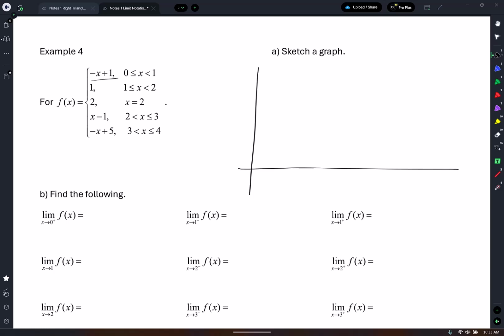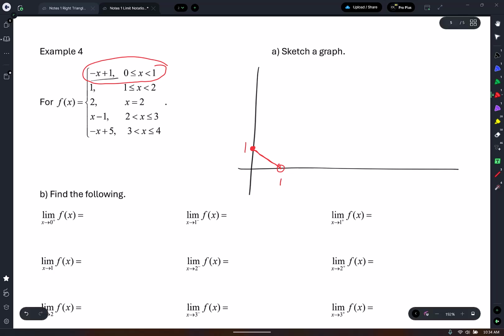-x plus 1, y-intercept at 1. So I'm going to put a 1 here. I'm going to say that's 1. And my slope is -1. So at 1, I'm at 0. And it's a hole because there's not an equal sign there. So I'm going to say this is 1 and it's a hole. And then here is that one in red. So this one, look, I'm going to circle it. I'm going to color code it. That one's in red. Do you guys see what I did there?